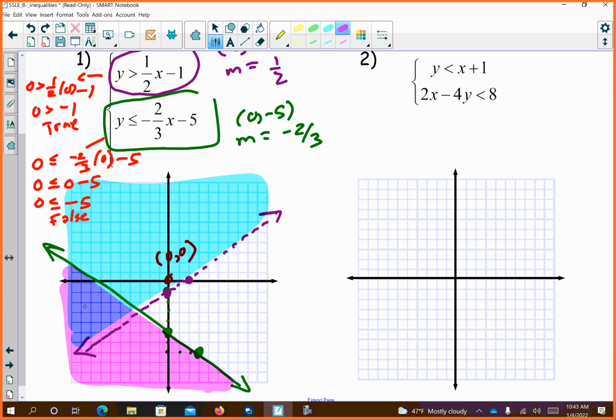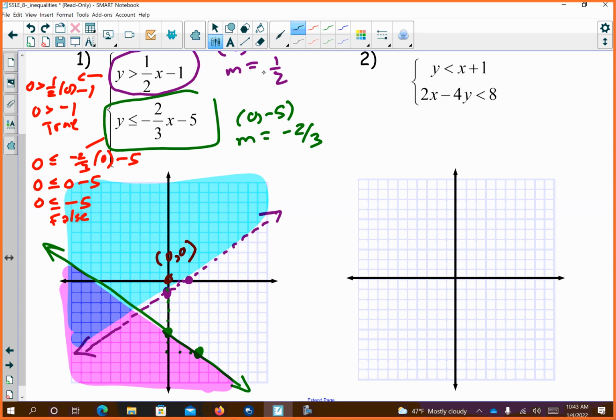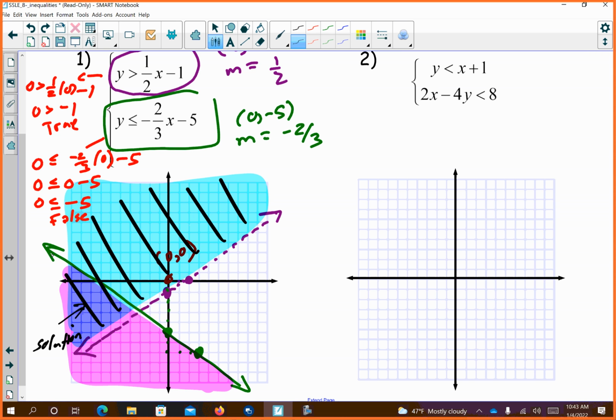Hey friends, what color is the region? Purple. Okay, so this is my solution. Now if you did not have the highlighters to do the fancy things, so you're shading, this is the blue region, right? This is the green region. So the crisscross is our solution area. Okay? It's pretty straightforward.